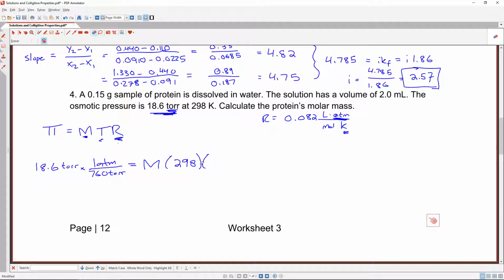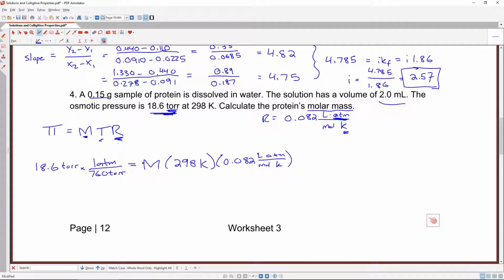Let me go ahead and write my units there. Also, it's just Kelvin. It's not degrees Kelvin. And then 0.082 liter atmosphere per mole Kelvin. Okay. So you might ask yourself, this is asking for molar mass, but I don't have molar mass in this equation. And also I have volume here and grams here, but that doesn't show up anywhere in here.